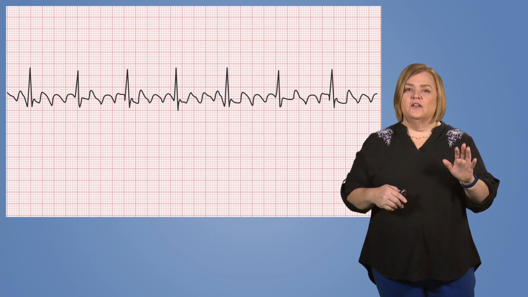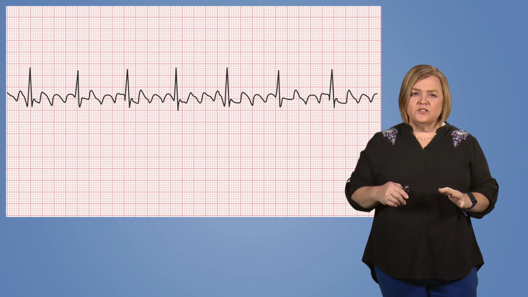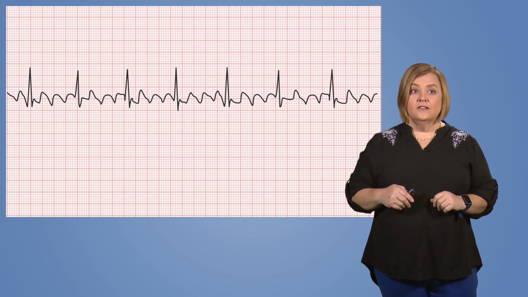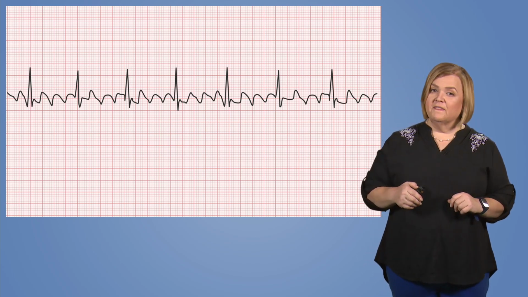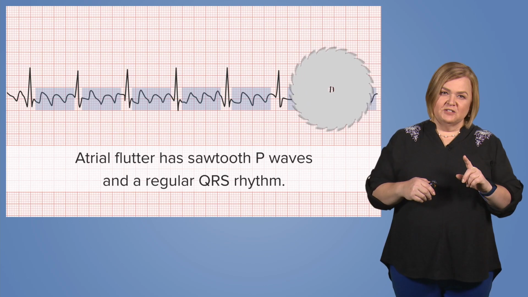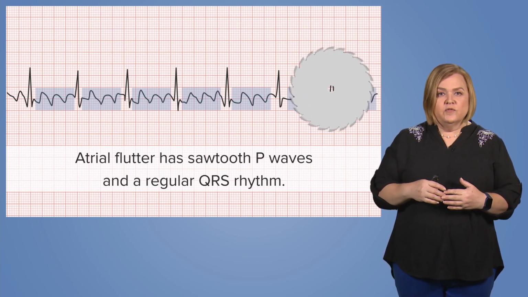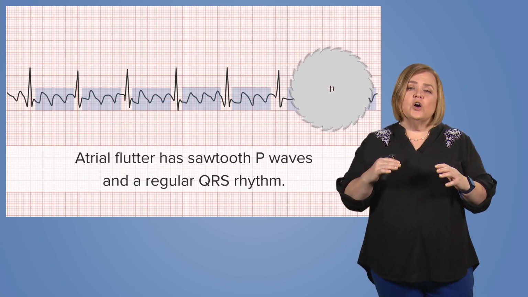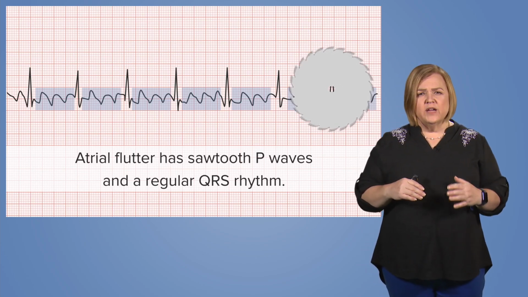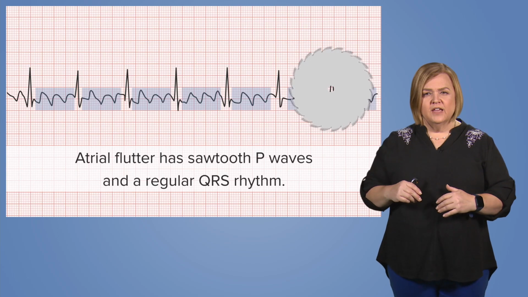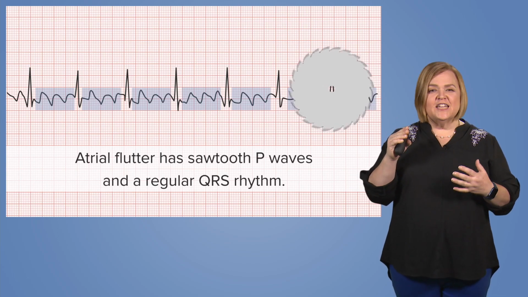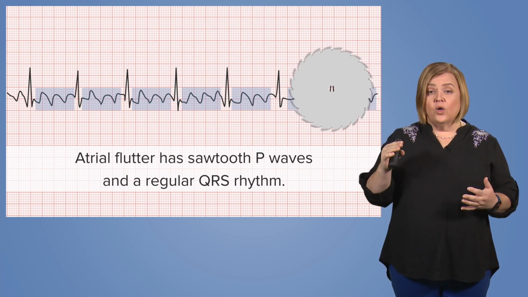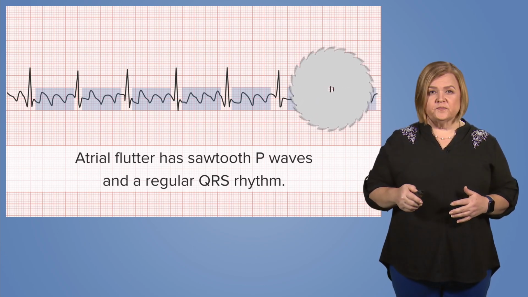For this case, I'll give you a clue. The main characteristic of this kind of condition has to do with this sound. Any ideas? Right, that was a saw. Makes me think of those scary movies we watch at Halloween. But atrial flutter has sawtooth P waves and a regular QRS rhythm. So take a look at that saw blade. That is a great graphic to help you look at these waves and see why they're called sawtooth waves.